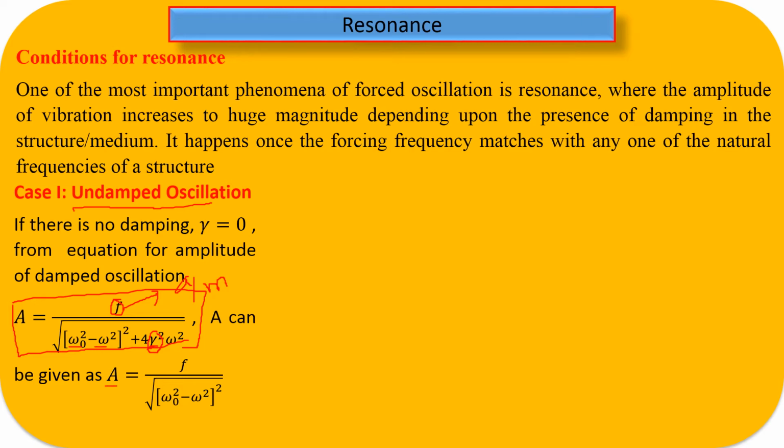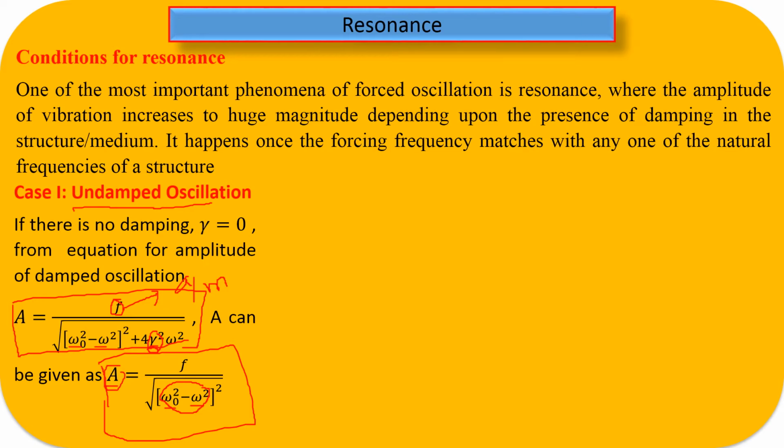In case of the undamped oscillation, we are seeing the value of gamma equal to 0, and the amplitude A that we get is equal to f upon omega naught square minus omega square. This is the amplitude of the oscillations. Naturally, you can see over here we have two factors, omega naught and omega, right? So as this denominator decreases, your A is going to increase, right?